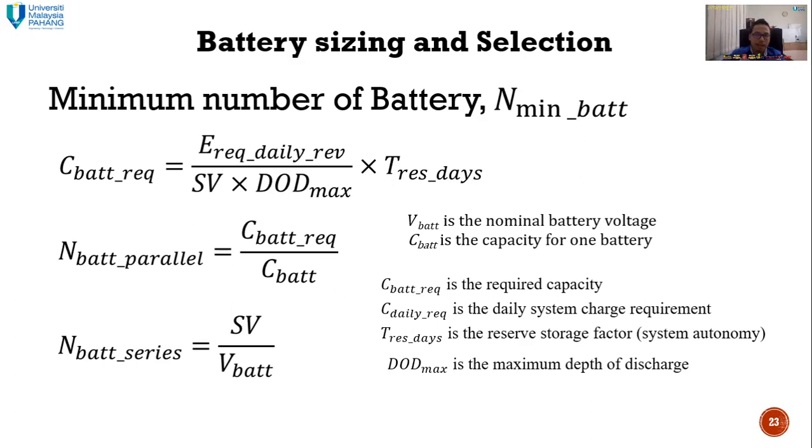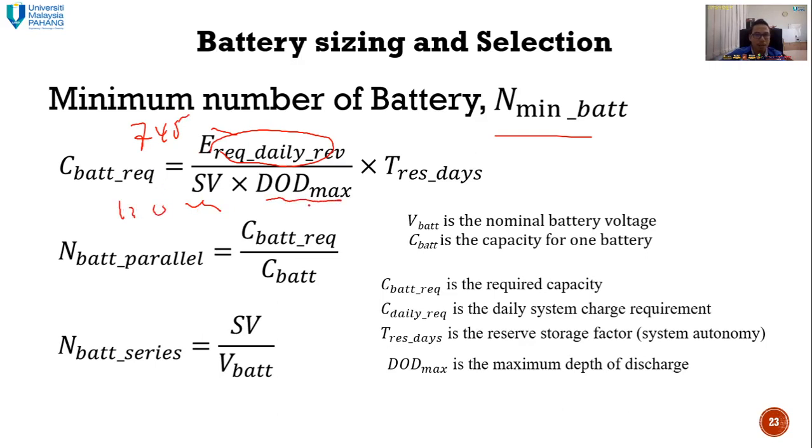Okay, and then next, battery sizing and selection. Then we proceed to the minimum number of batteries. So this is the battery requirement, I mean the required capacity for your system. This is the value that we got just now. If I'm not mistaken, it is 745, and this is the SV, 12 volt, depending on the setup of this, right?